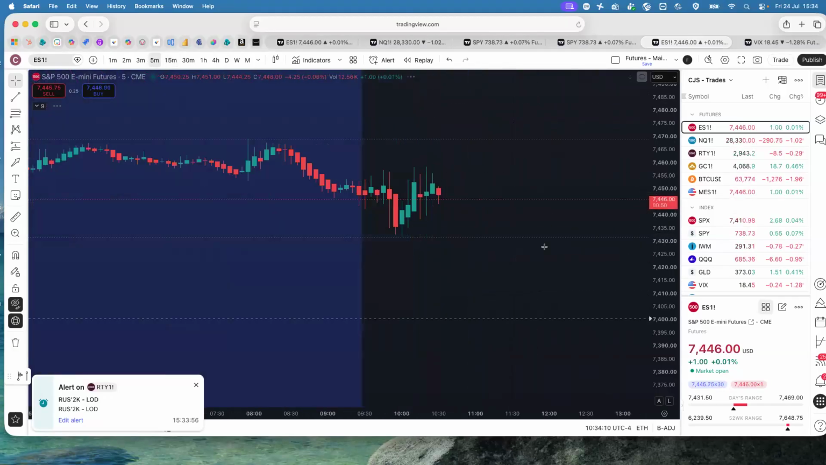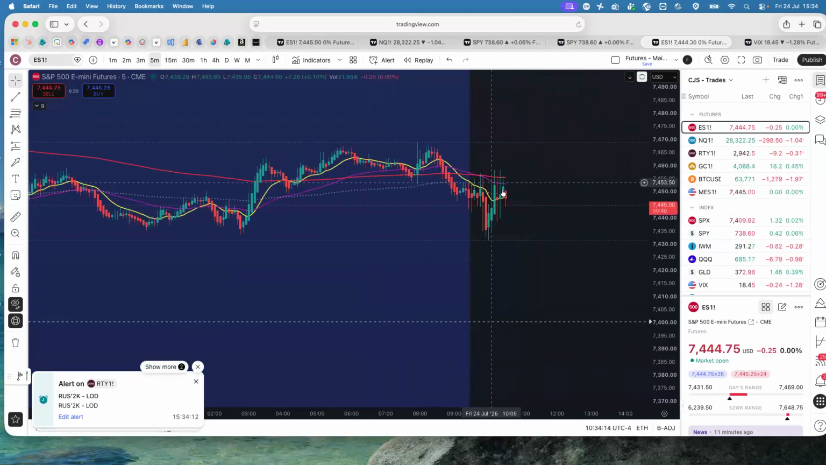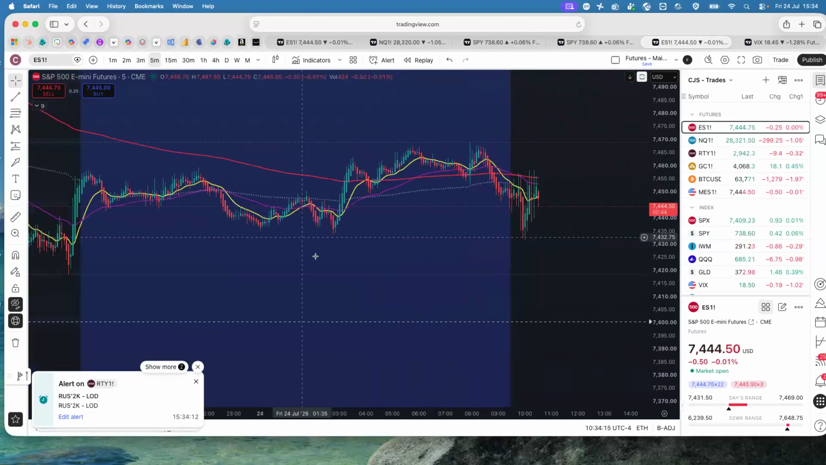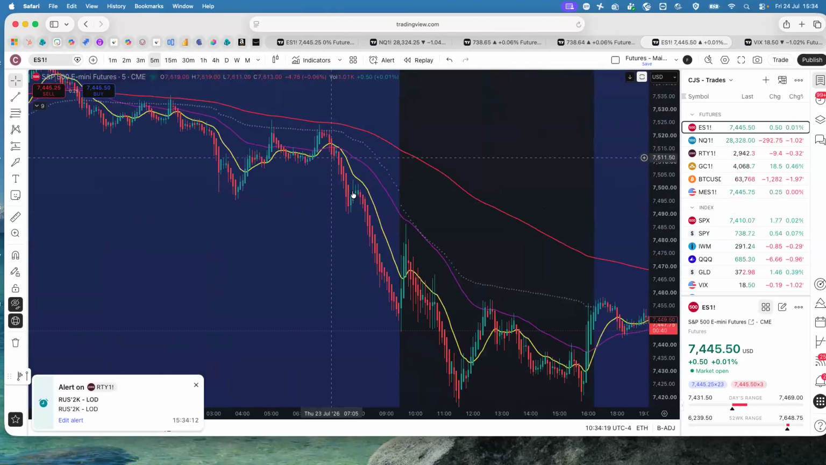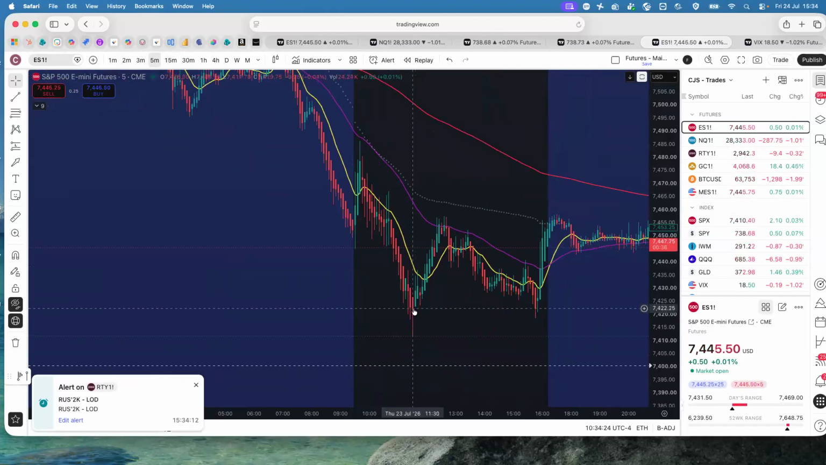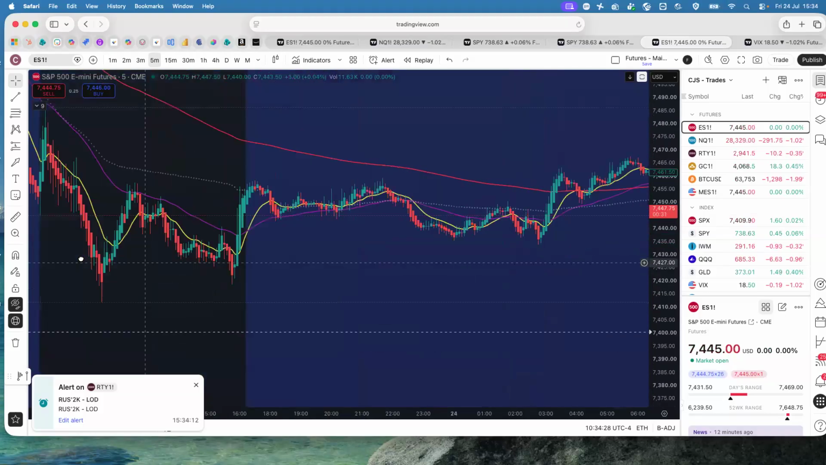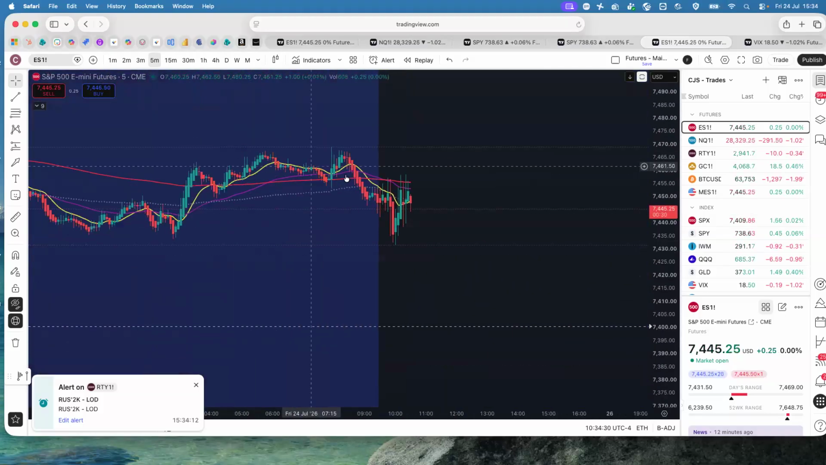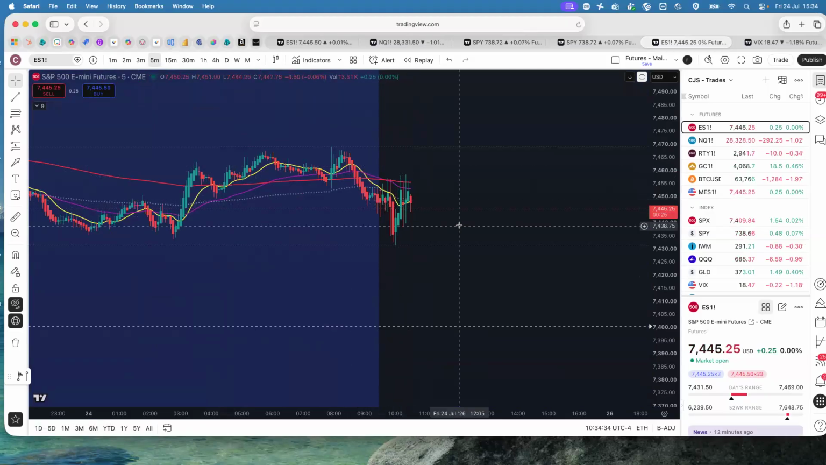I can come to the 5 minutes. It's too choppy, just hugging all these lines. You can see it's too noisy. You want a clear direction. Look at yesterday: clean. Market open, clean. The trend line was down to the downside. Look at today. The market is just choppy. One move, choppy. We're just waiting.